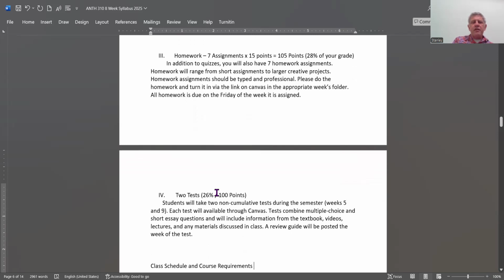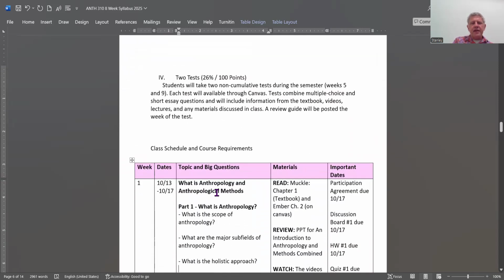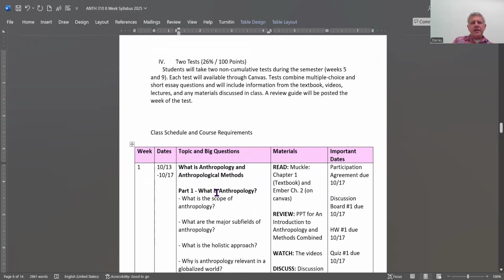When you turn these in, you'll turn these in via Canvas. Please turn it in by Friday of the week it is assigned. In addition, you have 2 tests, 50 points each. They're 100 points total. They are non-cumulative, so the first test covers week 1 through 5, and then the second test covers the second half of the semester, weeks 6, 7, 8, and 9.